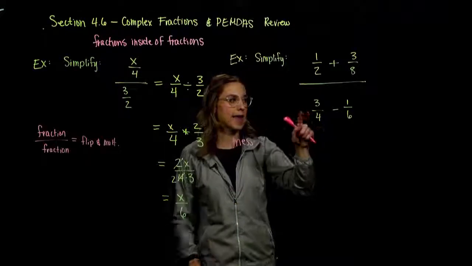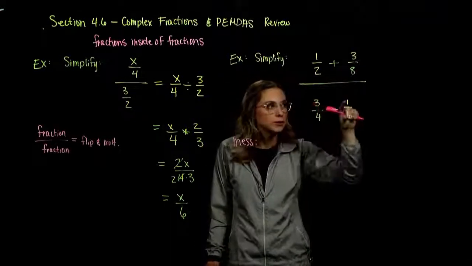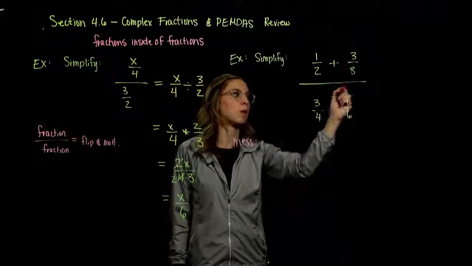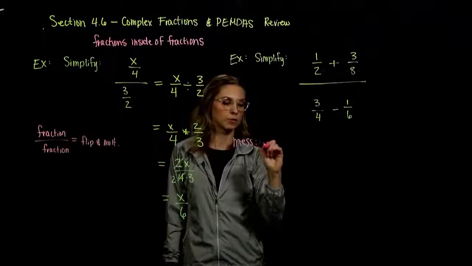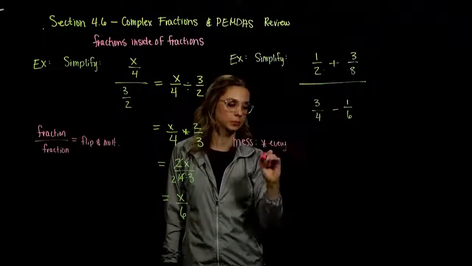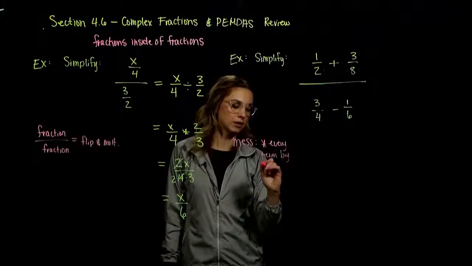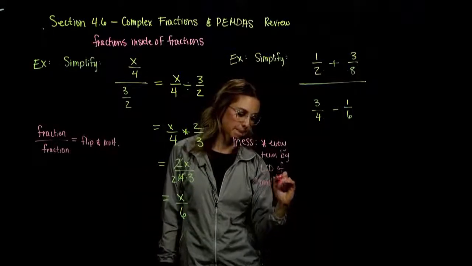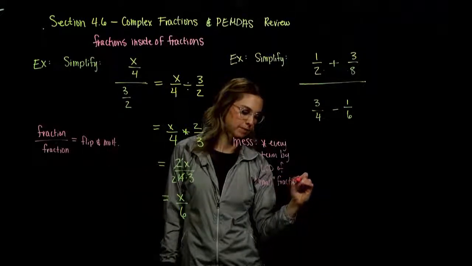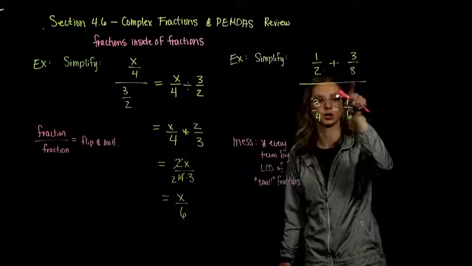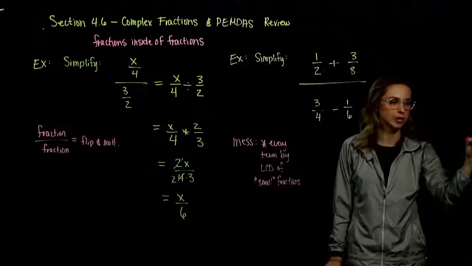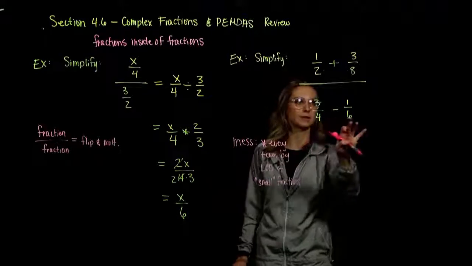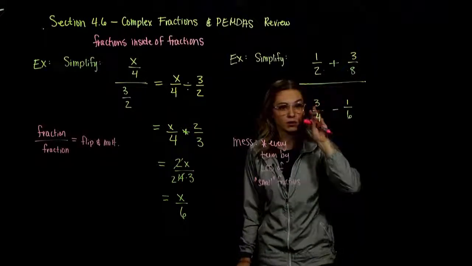We want to multiply every single term, all of our little fractions inside of the large one, by the LCD of all of those small denominators. So we're going to multiply every term by the LCD of the small fractions. Small meaning it's not this large one, but each individual little fraction. And what is that going to do? If I choose a number that's divisible by 4, 6, 8, and 2, we can make all of those small fractions go away.